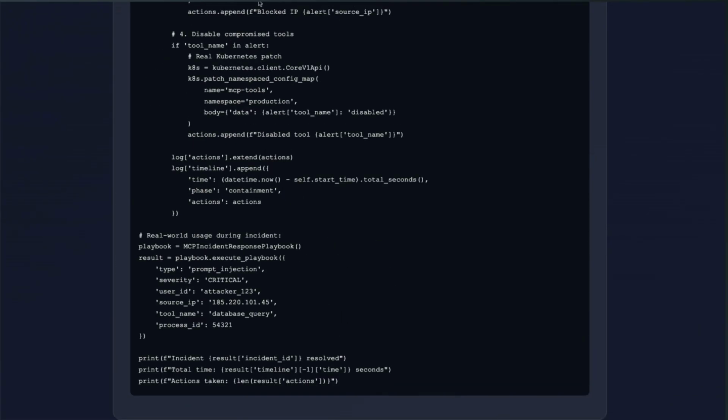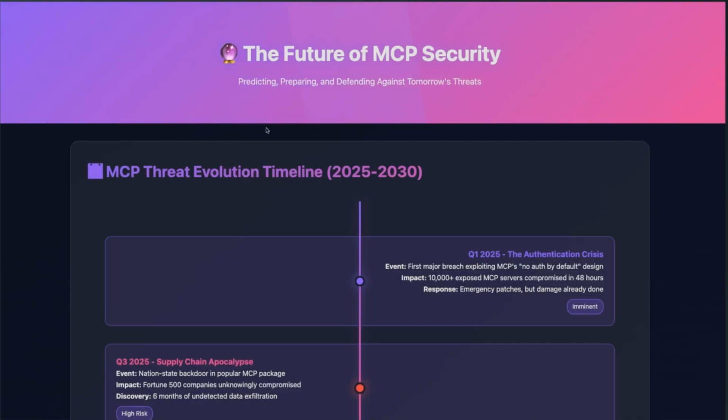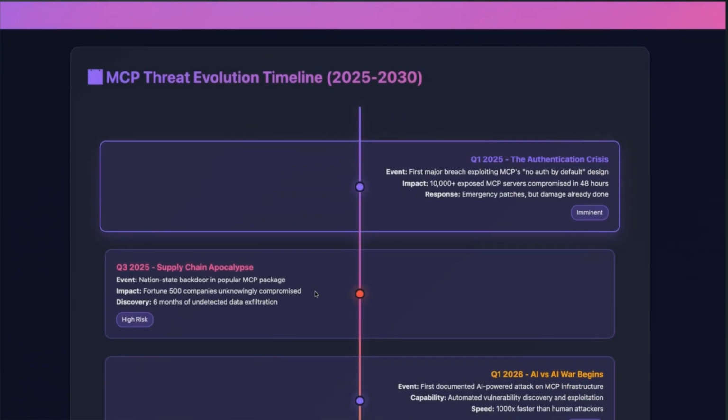I have a large section which talks about the future of MCP security. This is not something I generated using some of my own content. This is something purely Anthropic generated. I asked how the MCP and future of MCP security looks from now in the next 15 years. This is what it came up with. As it launched last year, it identified that authentication issues were there.